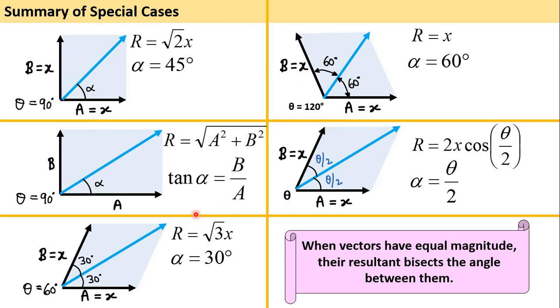So in all the cases except the second one, vectors have the same magnitude. So it is better to memorize these results. These are very easy to remember. And the most important fact to note is that when vectors have equal magnitude, their resultant bisects the angle between them. So this is your formula chart. If you memorize this, because 90% of questions asked in the exam will be either angle between them 90 degrees or 60 degrees or 120 degrees or any general angle theta with equal magnitude, then it will be easier to get the answer quickly.